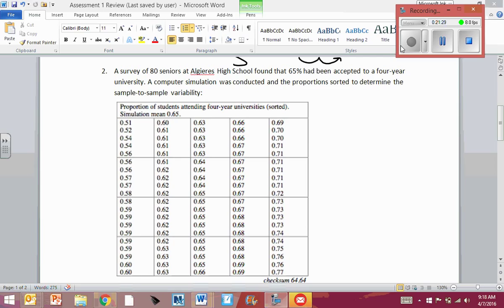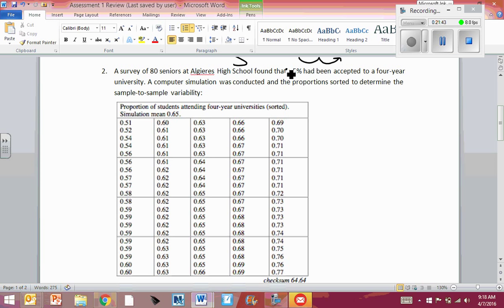A certain 8 seniors at Algiers high school found that 65% had been accepted to a 4-year university. Turns out that 65 may not matter. Let's put a question mark on that one. A computer simulation was conducted and the proportions sorted to determine the sample-to-sample variability. All this is like a bunch of talk. Let's see what it says. A proportion of students attending 4-year university sorted by the simulation.